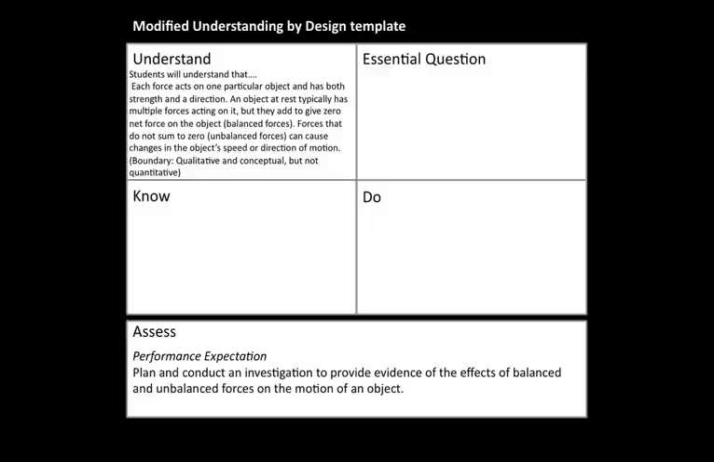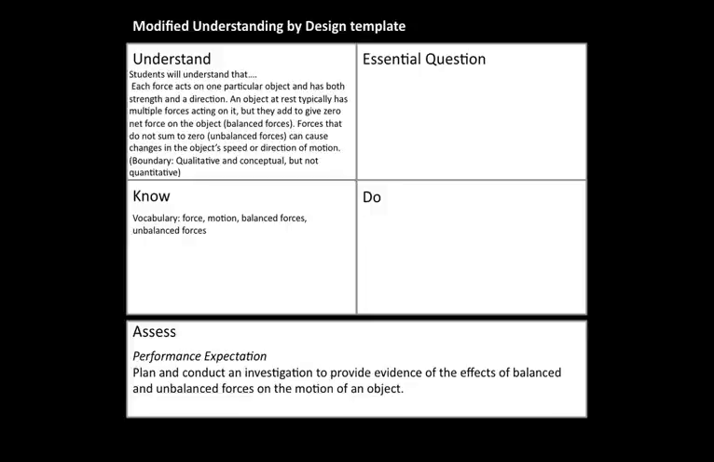So balanced forces. And forces that do not sum to 0, unbalanced forces, can cause changes in the object's speed or direction of motion. And we know with third graders we want to do this conceptually, but not quantitatively. So they don't have to use the mathematics of Newton's second law, but they should be able to understand it qualitatively.